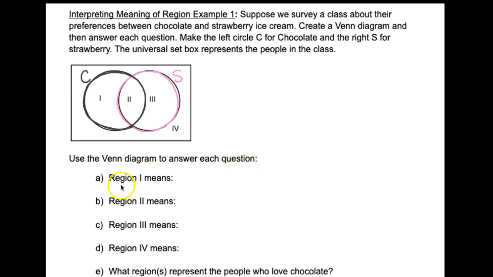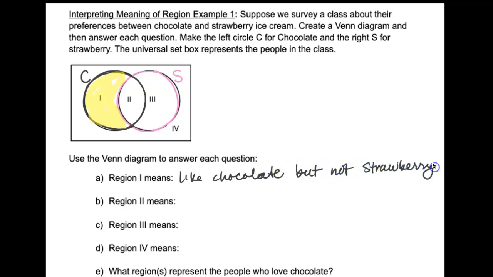So let's look at the first one. So region 1 means, so we're going to identify where region 1 is. So region 1 is right here. So that would be people who like chocolate, but not strawberry. And I forgot to mention, this would be a great point actually to pause the video and try all of these on your own first and then go through and check your answers. So I'm going to go ahead and erase that, and then I'm going to go to region 2.